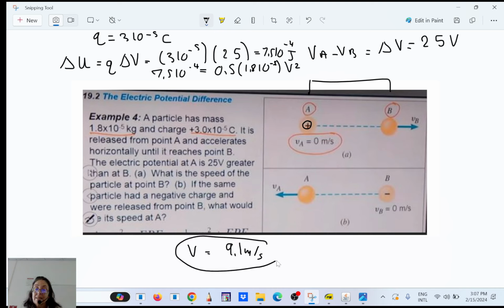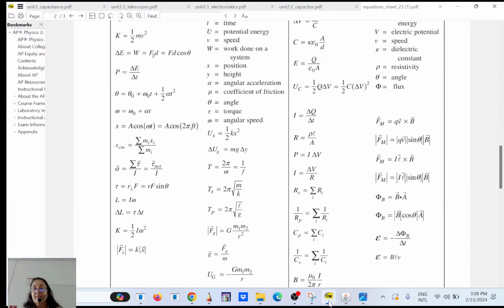Do you all know how to use your TI for that? Yes? Because it says on the slide here that it is released from a point A, so it doesn't say it's shown. It means it's released from rest, and here it says 0, right?